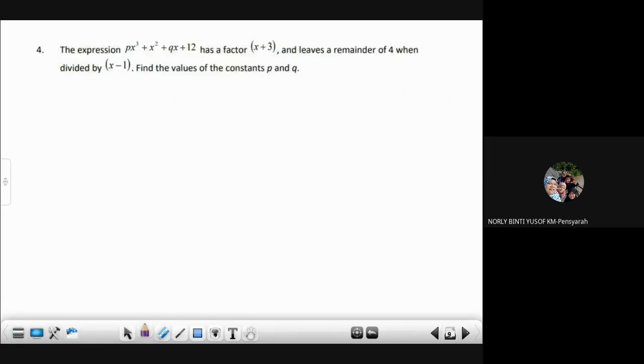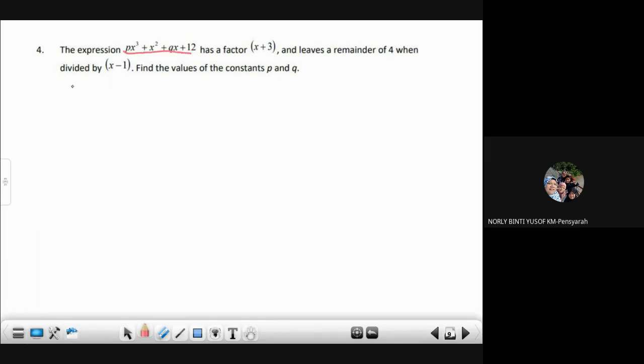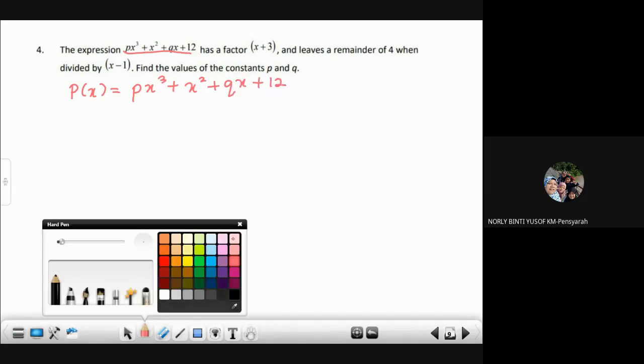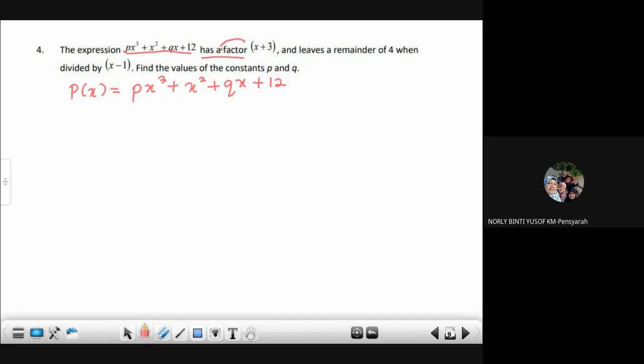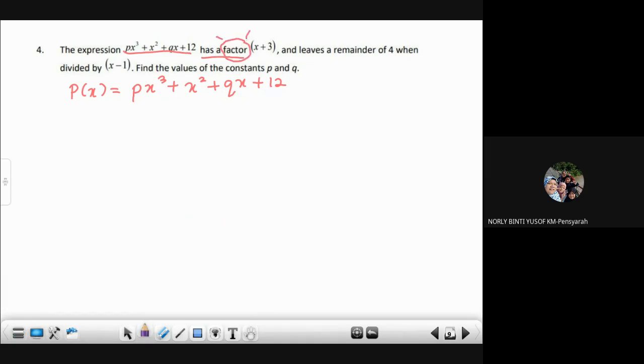Then we move to number 4. The expression is the same, and they give a polynomial. So this is your P(x). Let's write P(x) = x power of 3 plus x squared plus Qx plus 12. The keyword is "has a factor". Factor means the remainder is zero. So the divisor is x plus 3, so negative 3 equals 0.